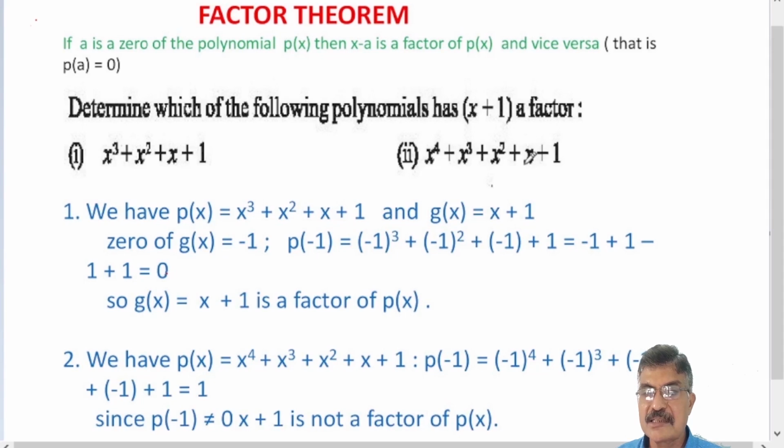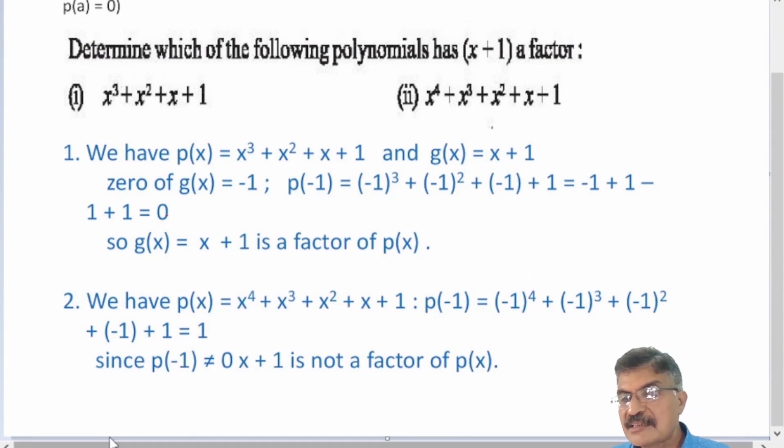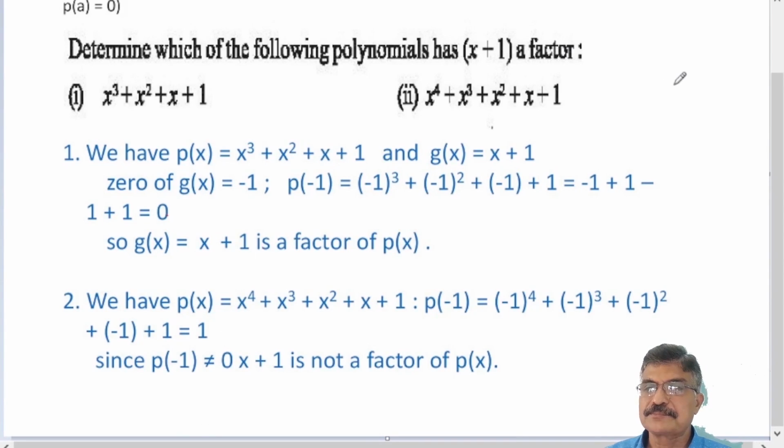Take this second example, x raised to 4 plus x cube plus x square plus x plus 1. Similarly, we have to compute p(minus 1). When we do p(minus 1), we will get the answer as 1. It is not equal to 0. So, g(x) equal to x plus 1, this linear polynomial, is not a factor of this polynomial.